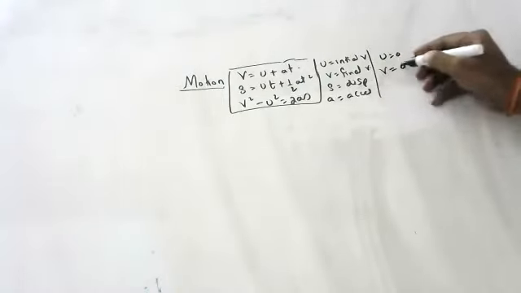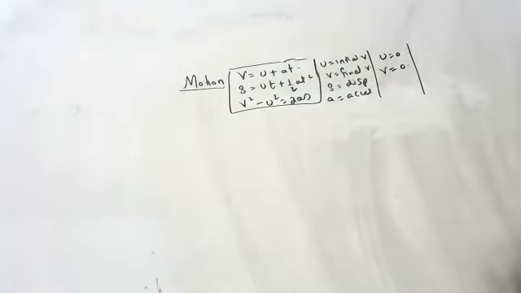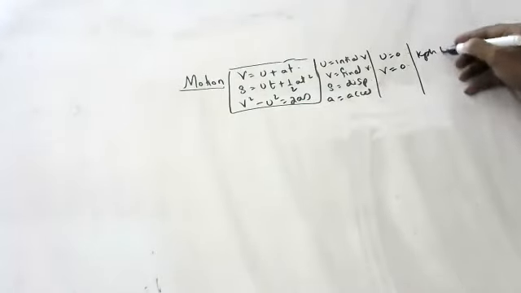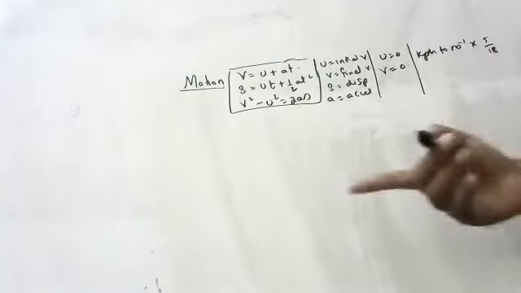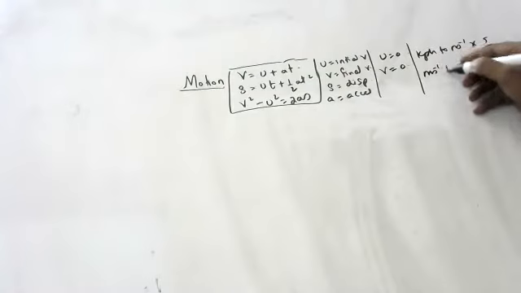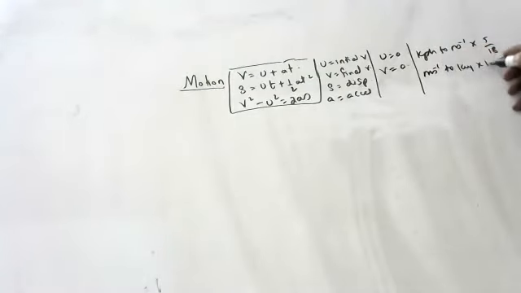Coming to rest, the final velocity V is equal to 0. How to convert kmph to meter per second? Into 5 by 18. Kmph to meter per second is into 5 by 18. And meter per second to kmph? Into 18 by 5.